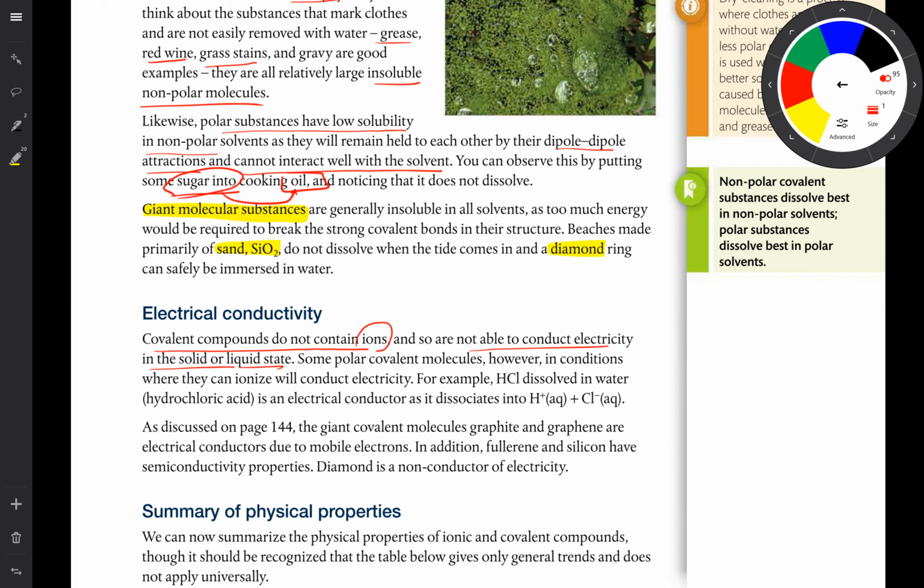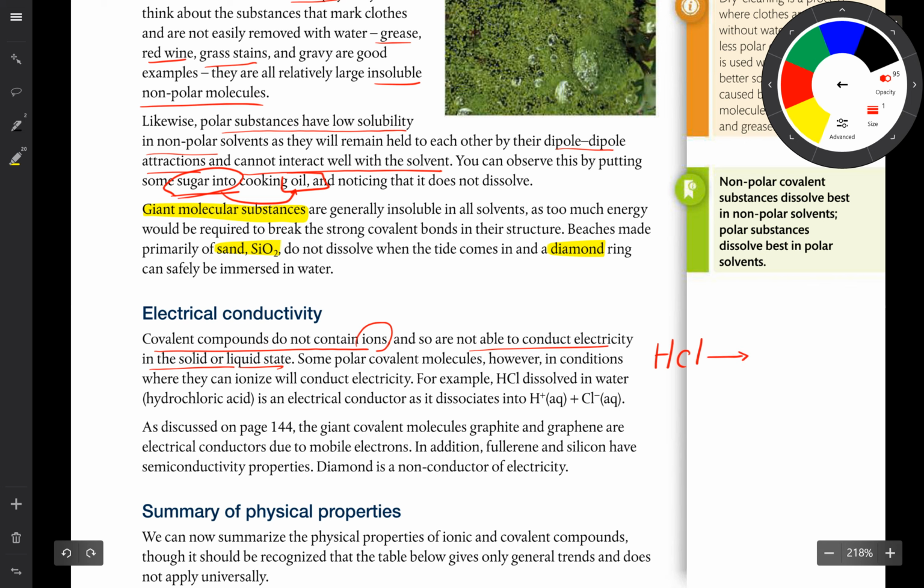Same thing we had for the ionic compound in the solid state. Although we have charge in the ionic compound, because the ions are fixed in their positions, they cannot move and they cannot conduct electricity. But some molecular compounds, when you put them in water, produce ions. The famous examples are acids, for example hydrochloric acid, hydrogen chloride.